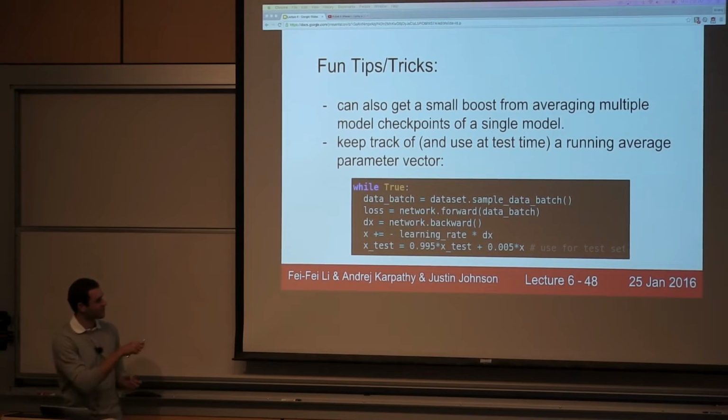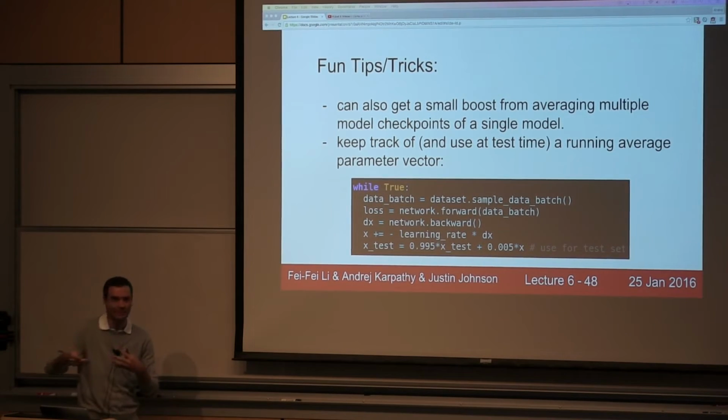Okay, so what's happening here, this is your 4 steps that we've seen before. I'm keeping another set of parameters here, x test. And this x test is a running sum, exponentially decaying, of my actual parameter vector x. And when I use x test in validation or test data, it turns out that this almost always performs slightly better than using x alone. Okay? And so this is kind of doing a small, weighted ensemble of the previous few parameter vectors.